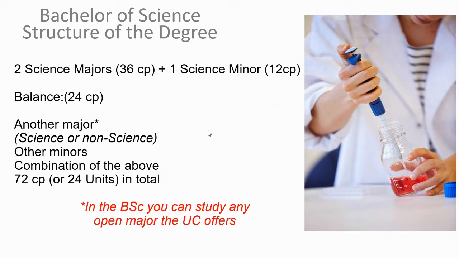No quiz. So a balance of 24 credit points is actually another 8 units. Now you might read into that 8 units means you do have space to squeeze another major in as well, should you wish to do so.